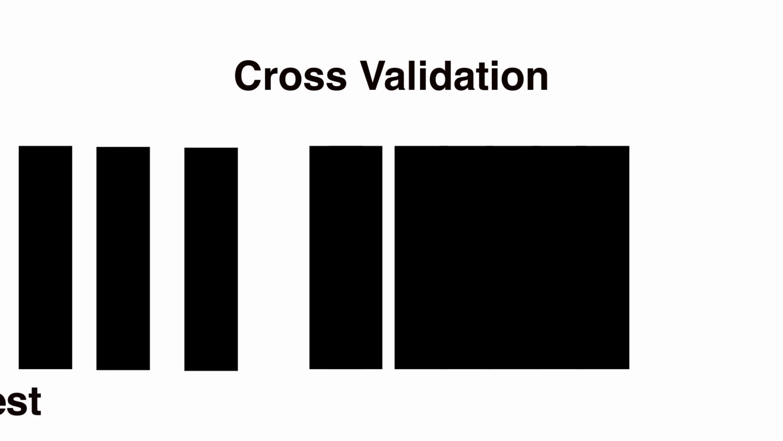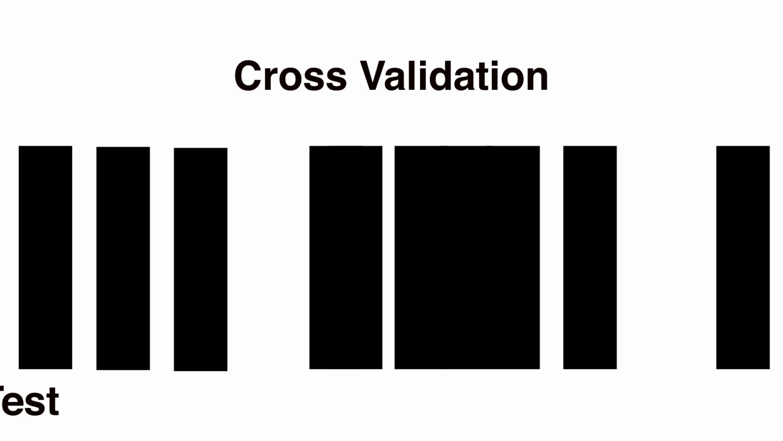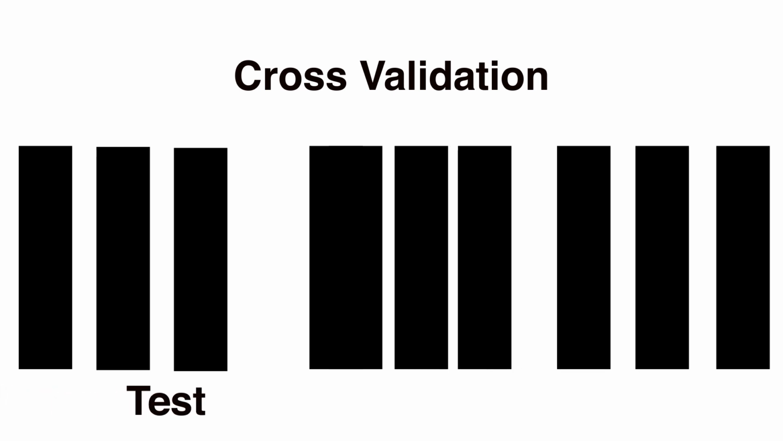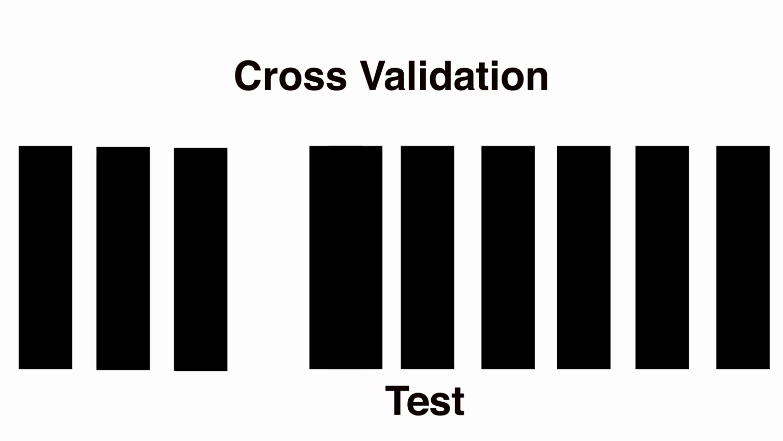Cross-validation involves dividing the dataset into parts called folds. The process involves several iterations. In each iteration, the data is divided equally, and one of the folds is used for testing while the others are used for training. The goal is to have each fold tested.